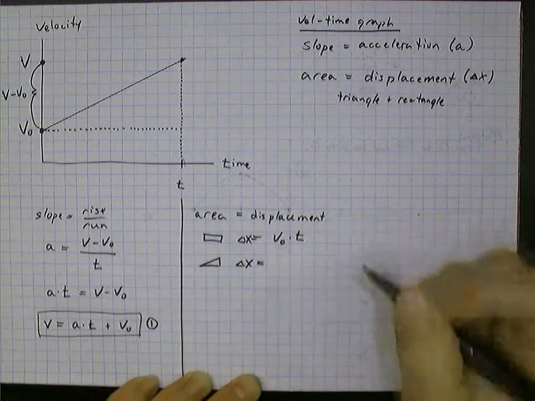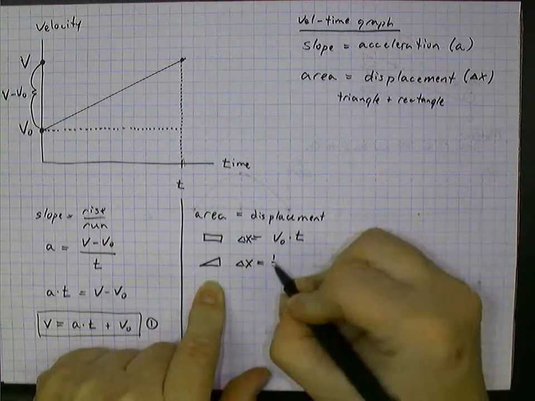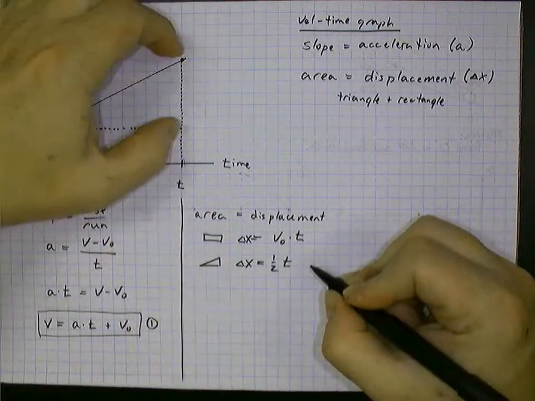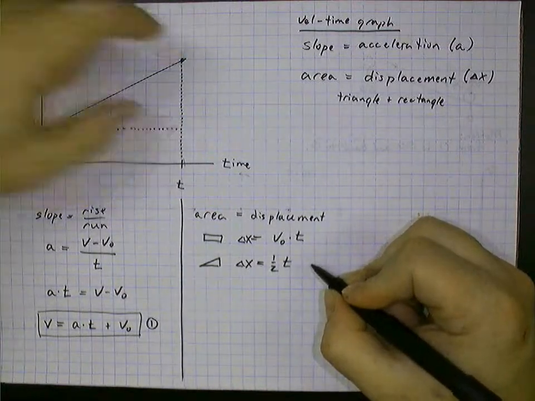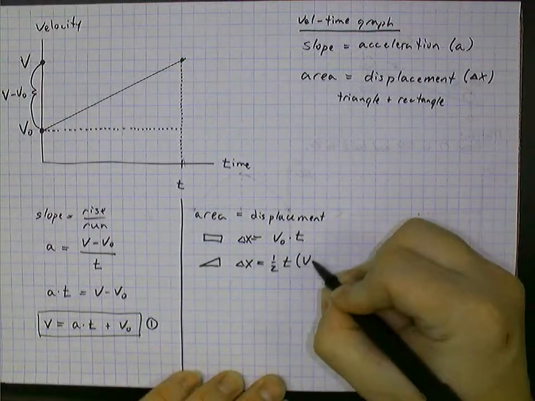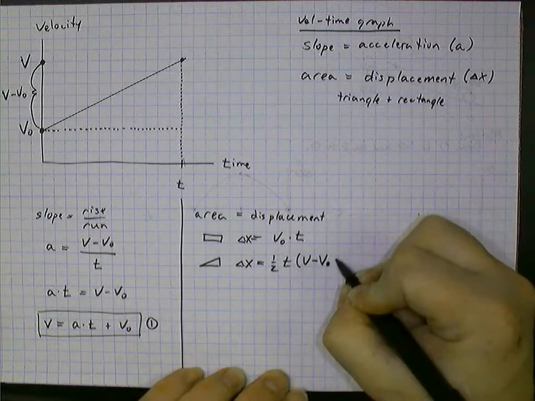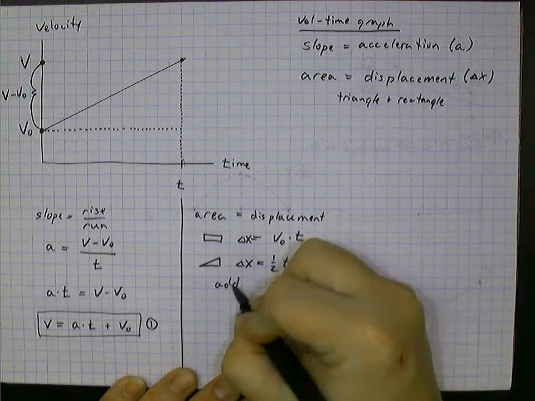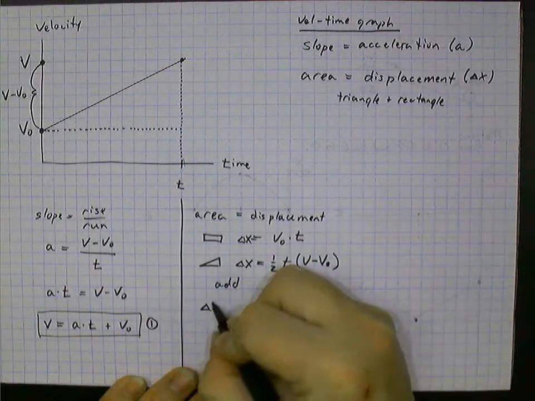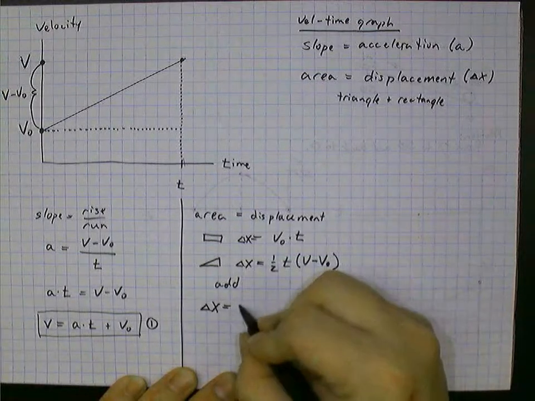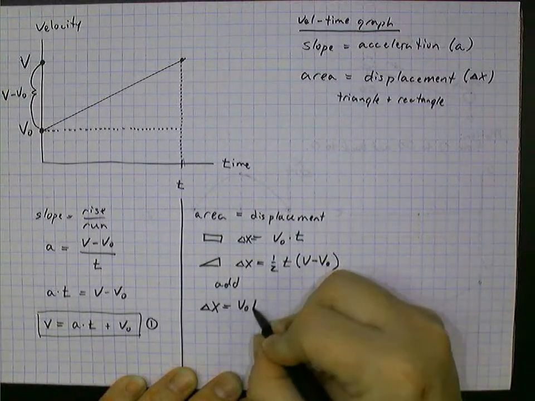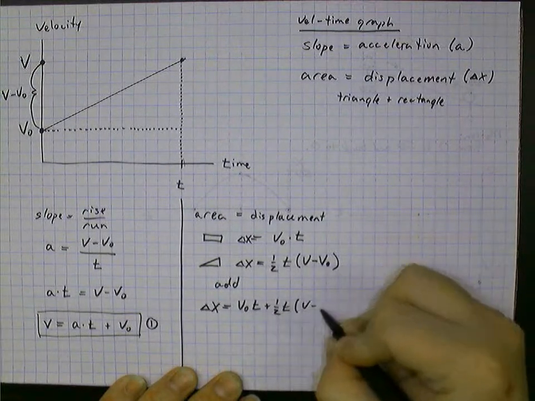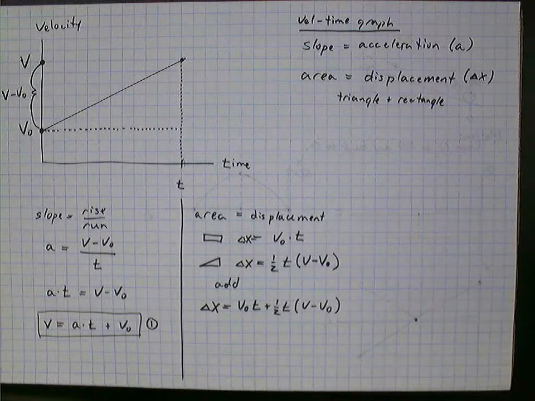So delta x, the area of a triangle is 1/2 the base, which is t again, times the height. And the height of this triangle, we've already seen is v minus v initial. So adding those two together, we get that delta x total is equal to v naught times time plus 1/2 times time and v minus v initial. We almost never write it that way.